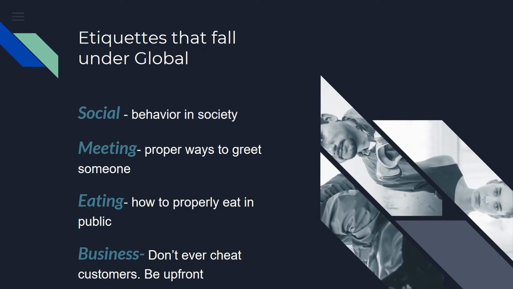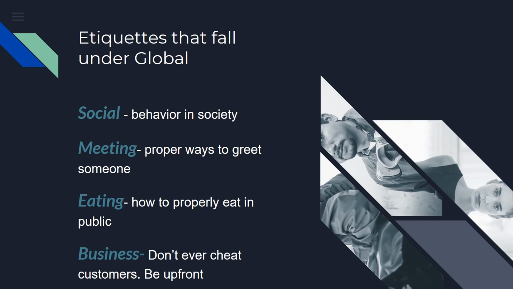And then, again, we're talking about global etiquette here, and there are many types of etiquette that fall under this. The first one is social, behavior in society. This doesn't just fall under cultural, but it also falls under age. People expect people at different ages to behave differently, especially in other countries. Meeting: the proper ways to greet somebody. Again, we talked about it with the pictures of the Asian guy and the other guy on the bow. Know what's appropriate, and we're going to get to that in the next slide.